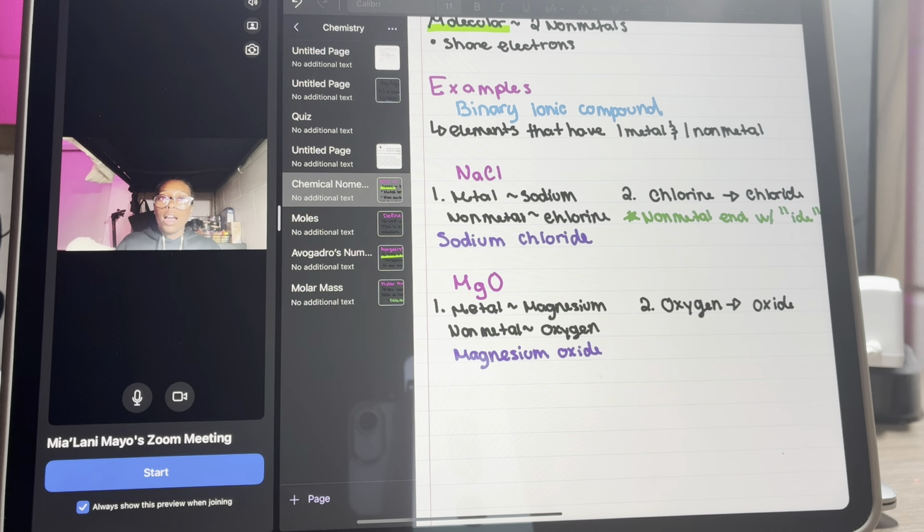When naming ionic compounds, the ending of the non-metal changes to "ide." So in this example, the chlorine would change to chloride, so this would be sodium chloride. My second example is MgO. The metal is magnesium and the non-metal is oxygen. So the oxygen would change to "ide," giving you magnesium oxide.